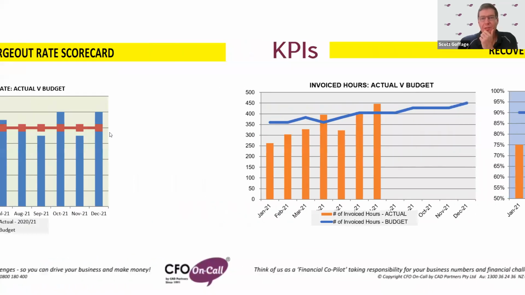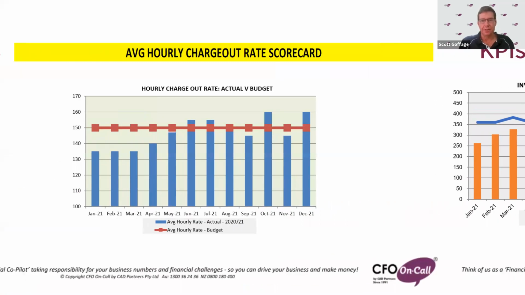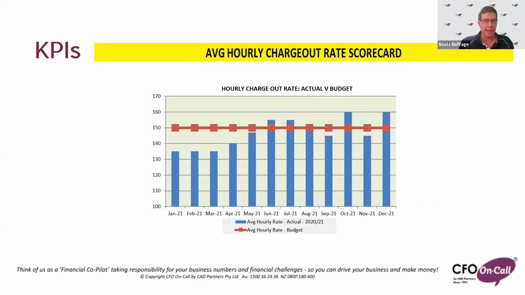The next one is the average. What's the average hourly charge out rate we're getting for our team? We're getting an average of $100 per hour, 110, 120. And a question I often ask my clients is, when was the last time you put your rates up to your customers? The wages you're paying your guys are going up. And if your rates are not going up by at least the same percentage that your wages are going up, then your margins and your profitability are being squeezed.